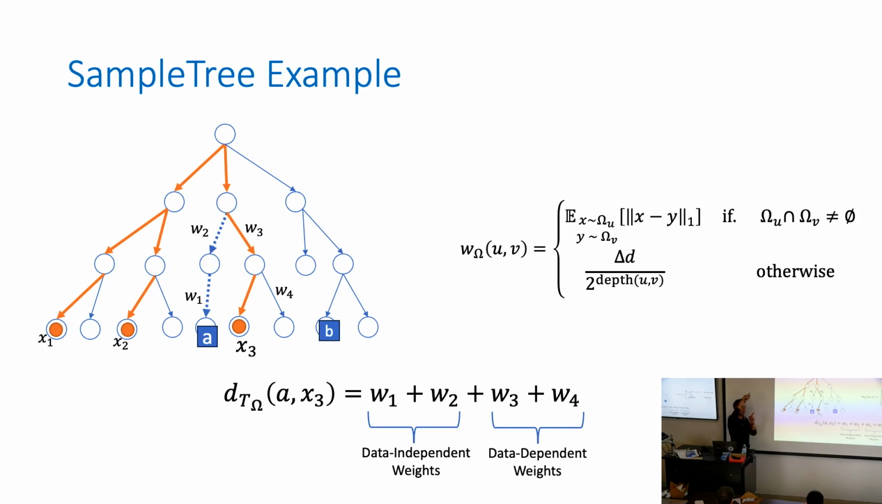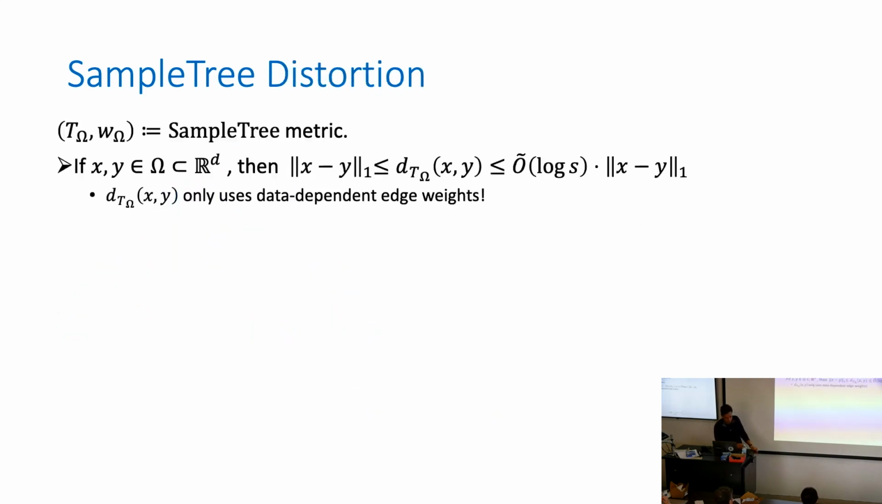But at some point, I'm going to reach the path where I ran into a sample, and now the remaining weights will be data dependent. You can think of these as being the bad edges and these being the good edges. I want to have as few bad edges as possible because those are the ones that give me the worst log squared S approximation, very roughly. So let's look at the distortion.